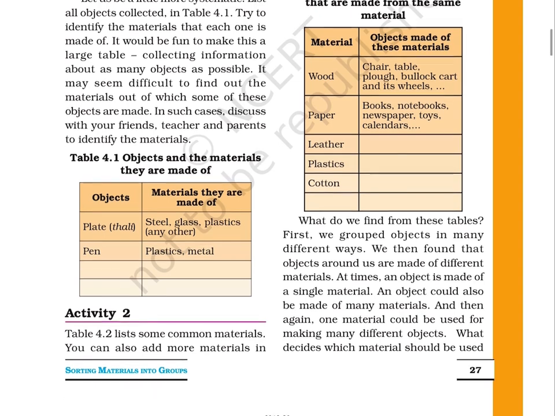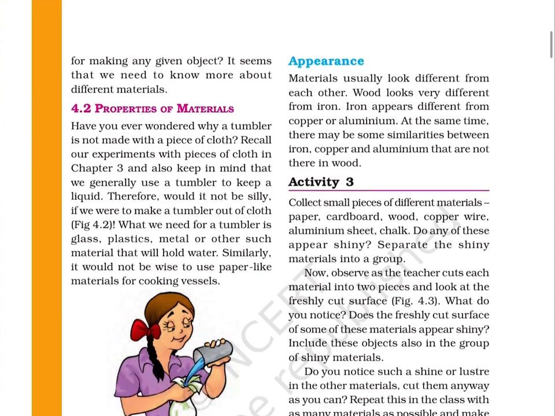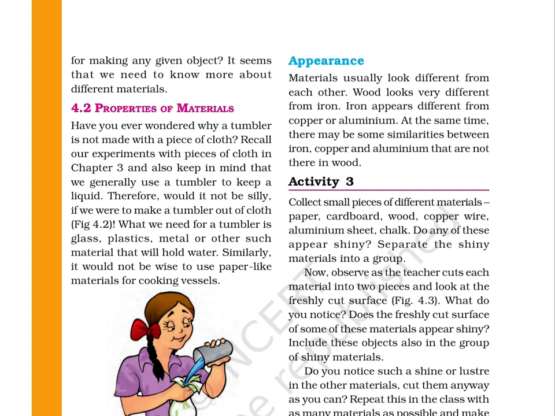An object could also be made of many materials. And then again, one material could be used for making many different objects. What decides which material should be used for making any given object? It seems that we need to know more about different materials.